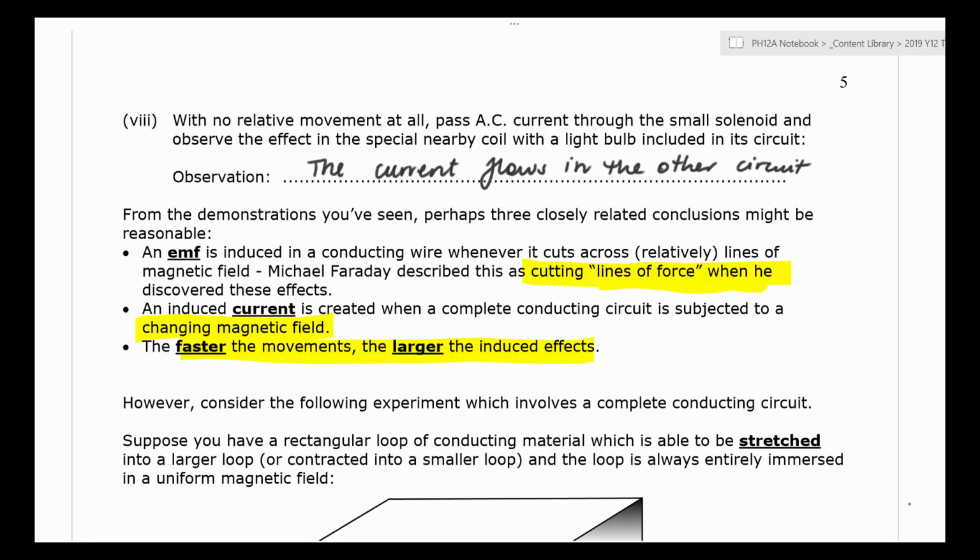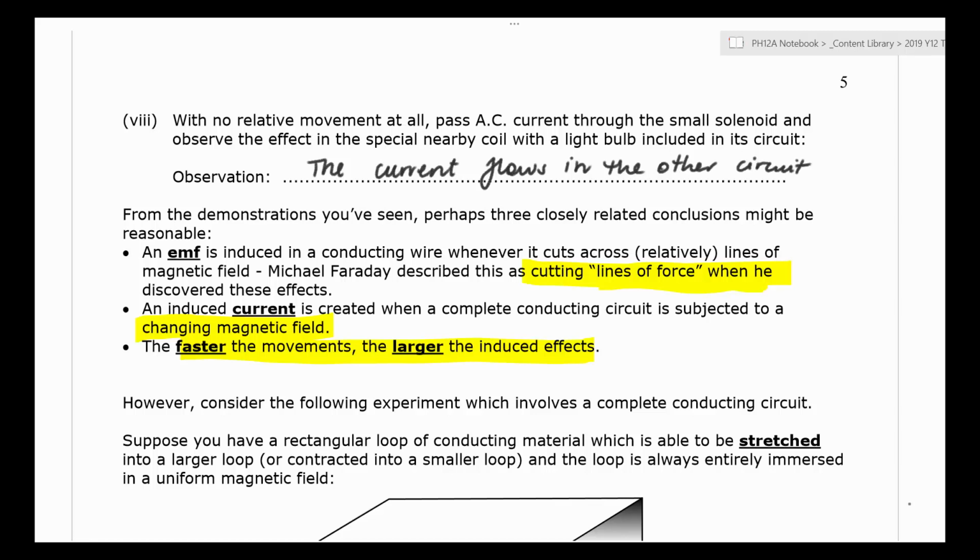Firstly, that an EMF, or electromotive force, which pushes charges along a wire, is produced whenever the wire cuts across lines of magnetic field. Observation number 2, also listed on page 5, is that an induced current is created when there is a complete circuit and we have a changing magnetic field.